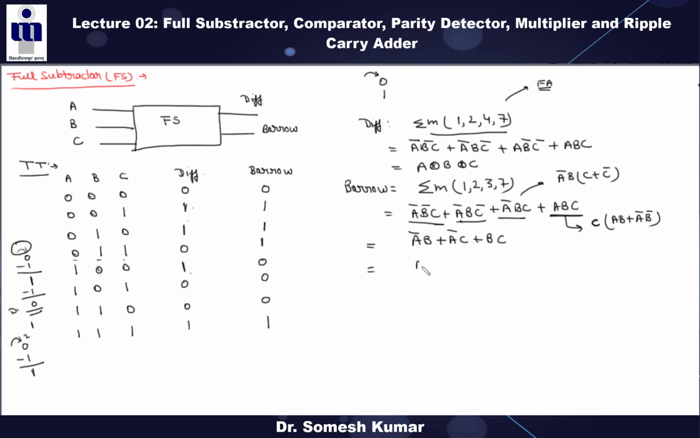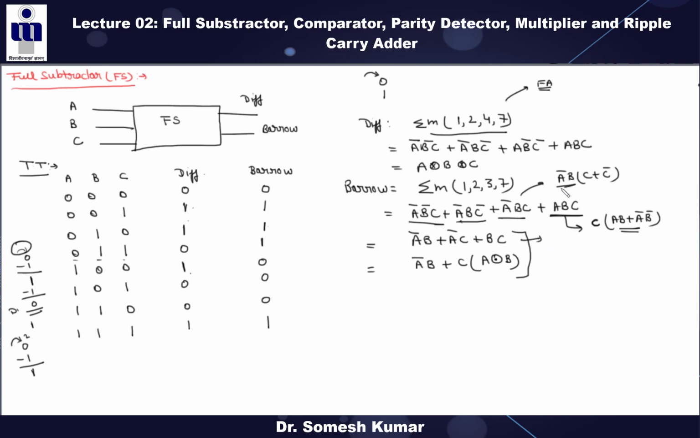So it becomes A bar B plus C. What is inside? A XNOR B, right? This is XNOR now, right? So these are your two borrow expressions which you get after solving these two things. Clear? And also you can get this by directly solving, right?